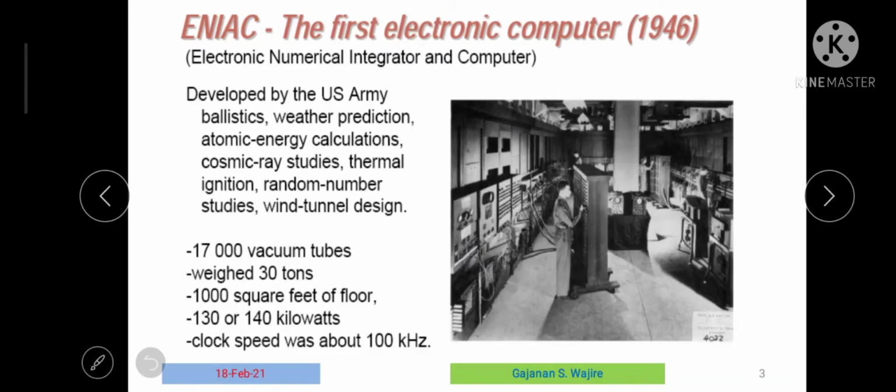Due to the invention of the transistor, all these vacuum tubes have been replaced by transistors, and as a result, the weight of next generation computers has been tremendously reduced. Also, area and power consumption have been reduced. The clock speed and memory capacity also increased to a great extent, and of course, all this could happen due to the invention of transistors.